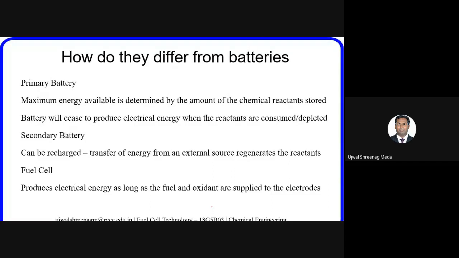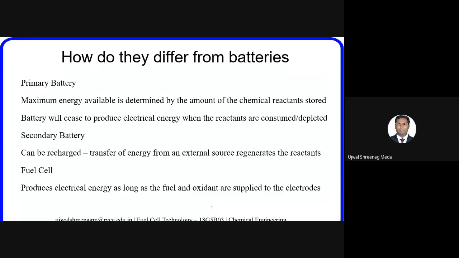When it comes to batteries, there are two types: primary batteries and secondary batteries. What is a primary battery? It can supply electricity as long as the reactants are available within the battery. It has a limited storage. Whatever chemicals are stored in the battery will react and generate electricity, and it ceases to work once the reactants stored inside get depleted. That is a primary battery.